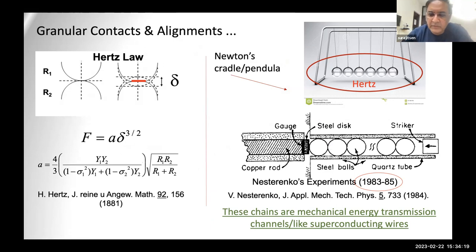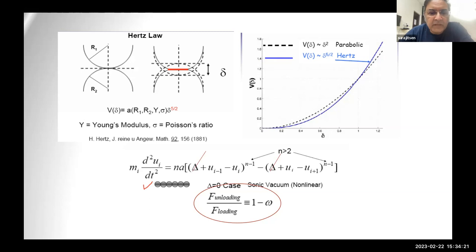But if they were to be pre-compressed, then that would be manifested through a non-zero value of this delta. So it's a non-perturbative system here. And one can show that this kind of system actually transmits a solitary wave pulse, which is roughly about 3 to 5 grain diameters wide.